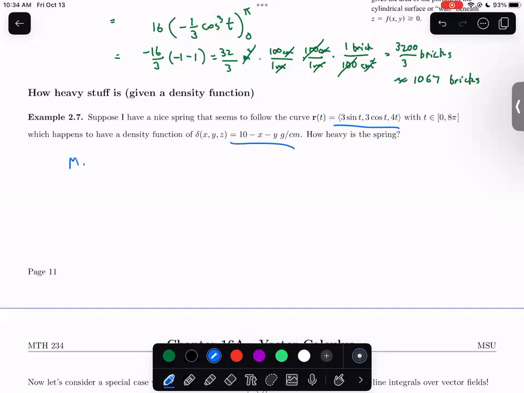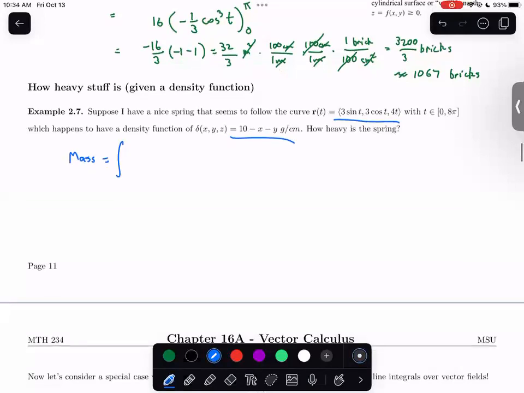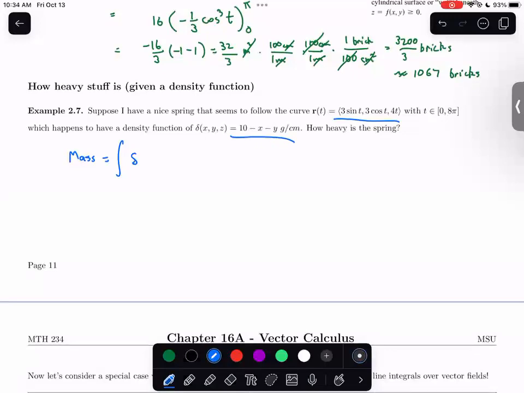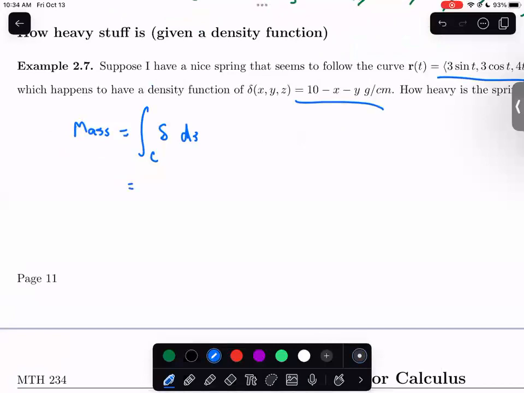So it is true that mass will be equal to the integral of density. In this case, it's given by this delta thing. Since we have a spring, which is more of a one-dimensional item, we're just doing a single integral over our curve. So basically, we're adding up the weight at each one of these places. So just as before, I can go ahead and start substituting in my function here, 10 minus x minus y, and then start transforming everything in terms of t's.